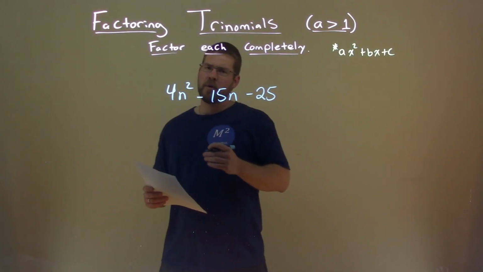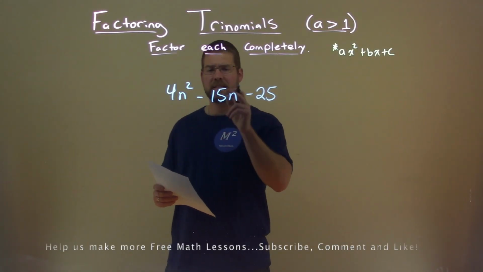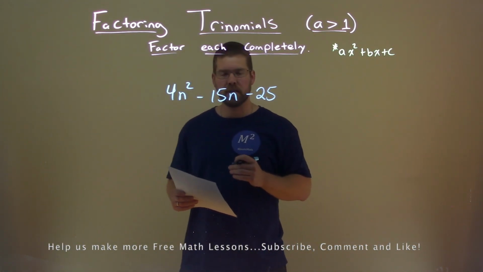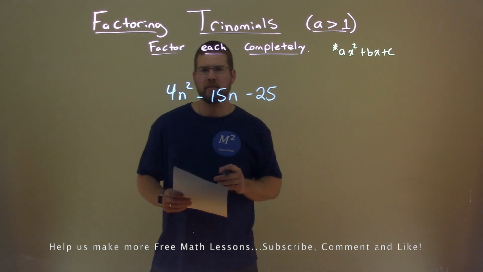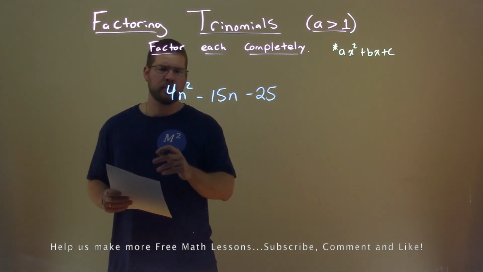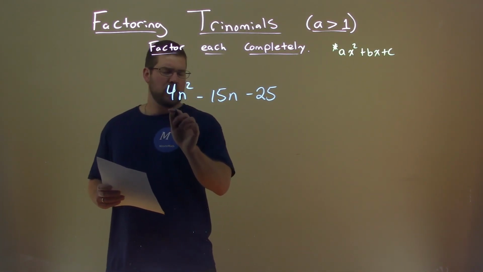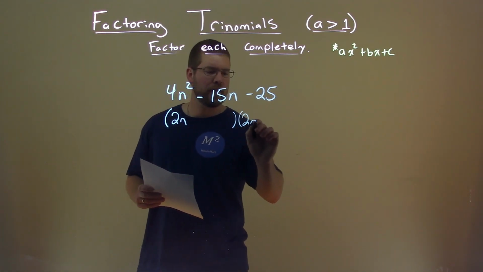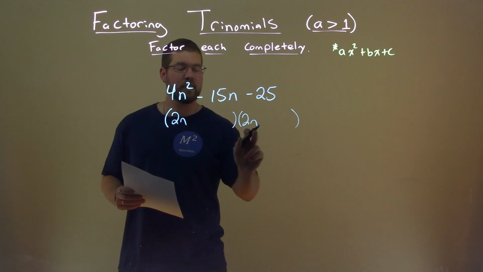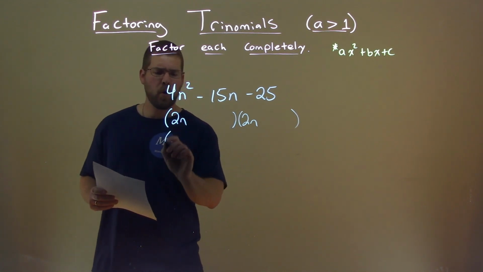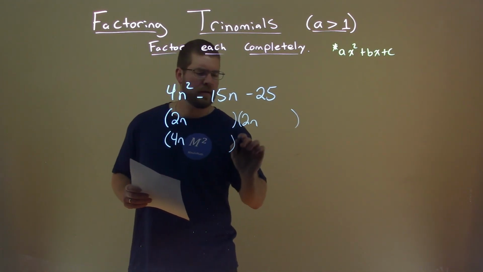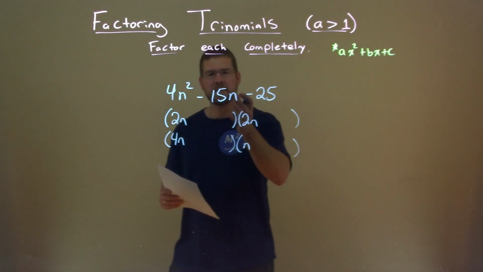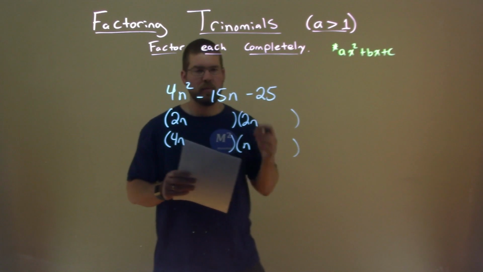We're given this problem right here, 4n squared minus 15n minus 25, and we want to factor this completely. Well, let's look at 4 right here, the a value. Well, that lets us know that our form can either be 2n times 2n, because 2n times 2n gives us 4n squared, or we can have this as 4n times a 1n, okay?